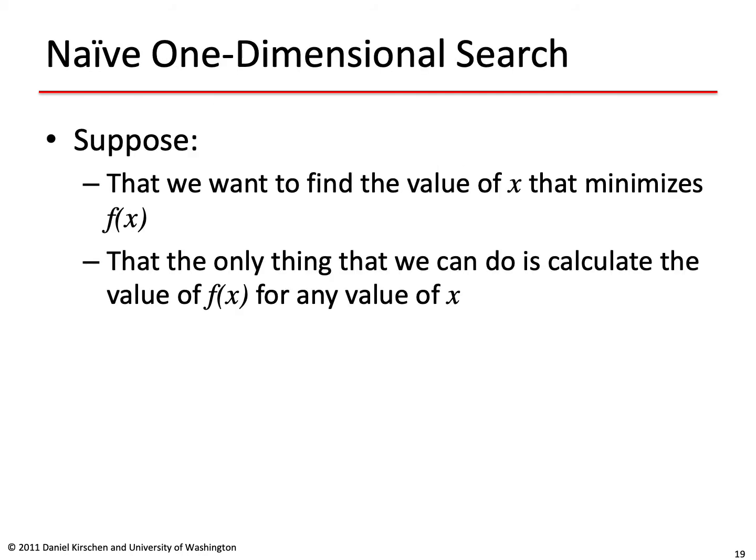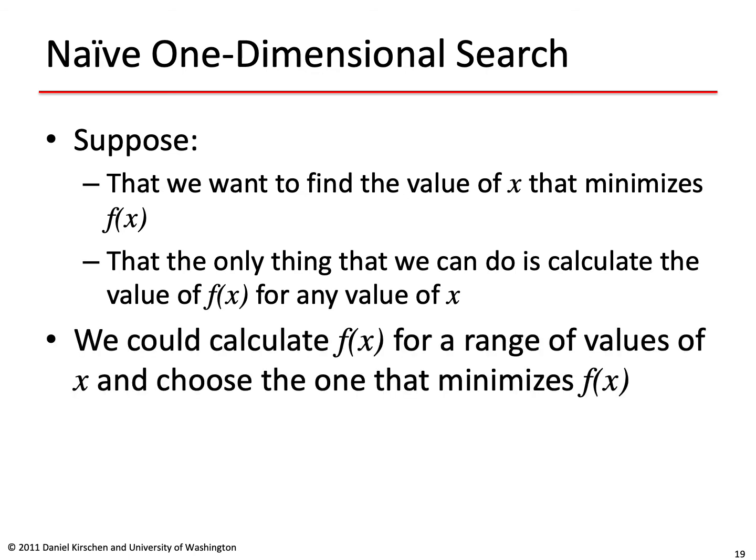Let's start with a very simple one-dimensional problem. Let's suppose that we want to find the value of x that minimizes a function f of x of this single decision variable x. And let's suppose that the only thing that we can do is calculate the value of f of x for any value of x. Well, one naive approach to this problem would be to calculate f of x for a range of values of x and then choose the one value of x that minimizes f of x.